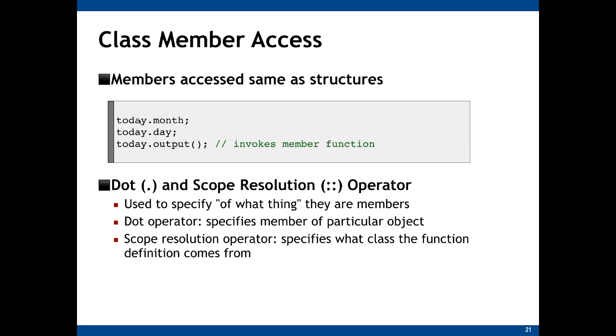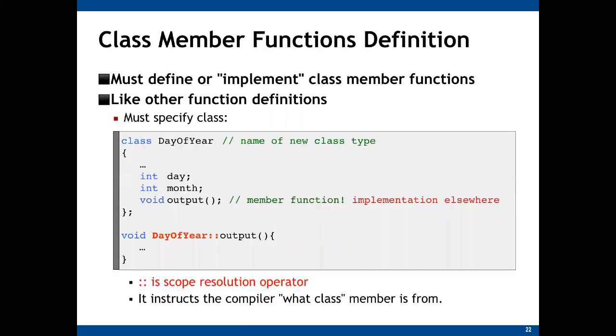And you can also call member functions of the object using the dot operator like this one. We are calling the output member function of this today object. And there is something called the scope resolution operator, which is two colons with no space between them. We use the dot with an object and the scope resolution operator with a class name. So for example, we used the scope resolution operator here.